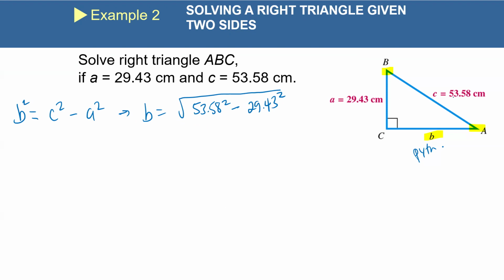How many significant digits are there? 4. 4. Okay, I get it now. So we're going to go ahead and put it in. Are we good? All right. So we're going to plug this into the handy dandy calculator.